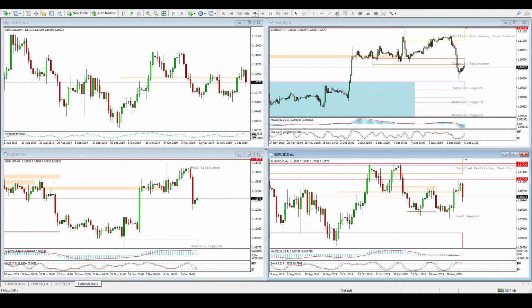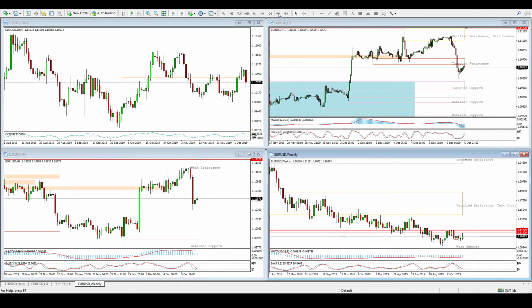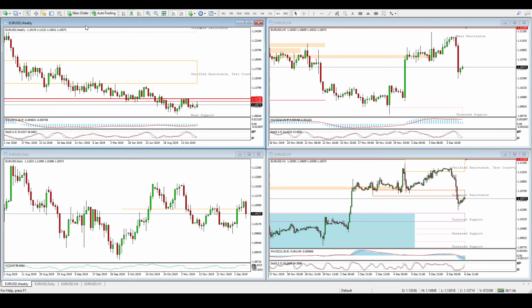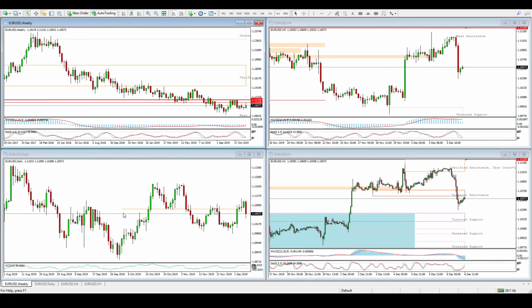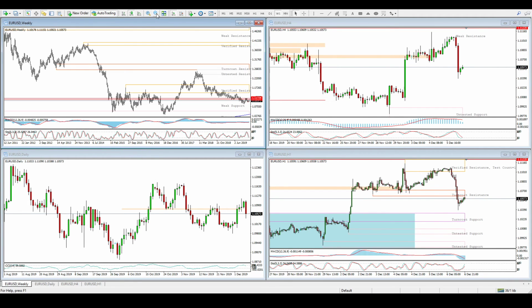Now hold on one second. We got 4. Let's look at weekly too. Okay, so let's bring this here. That would give us, okay, so we have a weekly chart, we have a daily chart right down here, and then we have a 4-hour chart, and then we also have an hourly chart.